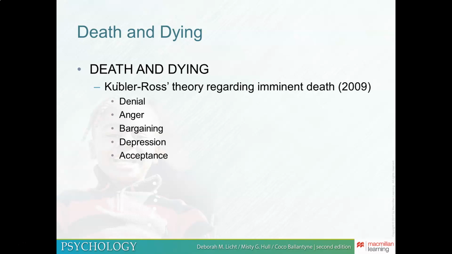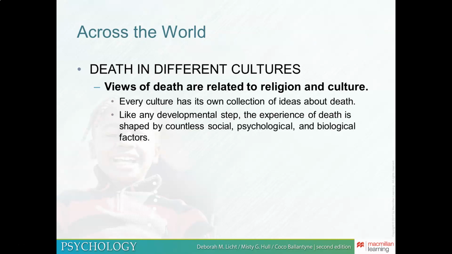Now we're going to get into end of life type phases of development and death and dying. Kubler-Ross theorized that one might, in this phase of development, go through various stages, and they mention denial, anger, bargaining, depression, and acceptance. And once we get into discussing death, views of death are related to religion, culture.